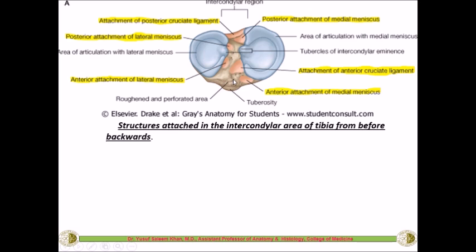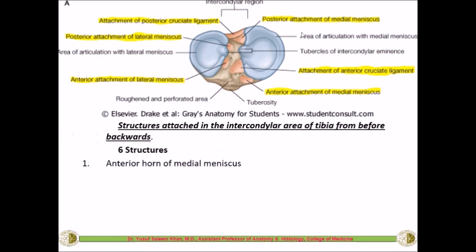There are some important structures which are attached from anterior to posterior. This is the anterior part and this is the posterior part of the tibia seen from above. This is the tibial tuberosity in the front, where the ligamentum patellae will be attached. Here is the space between the two condyles, called the intercondylar area, and there are almost 6 structures which are arranged from before backwards.